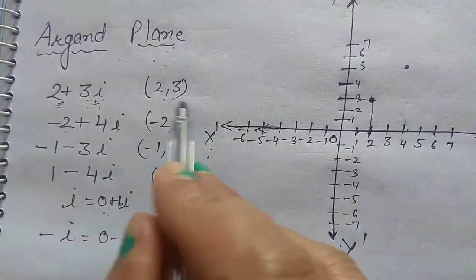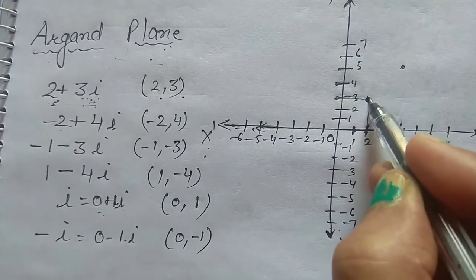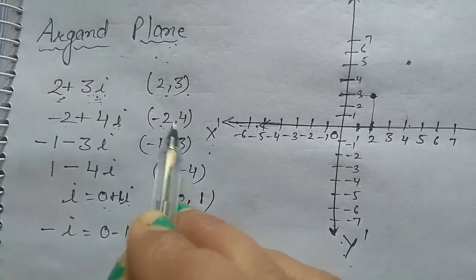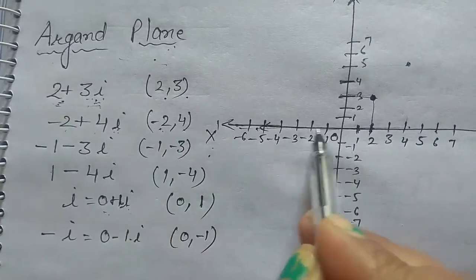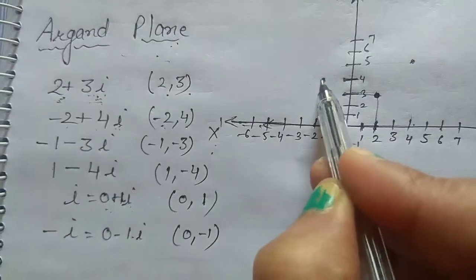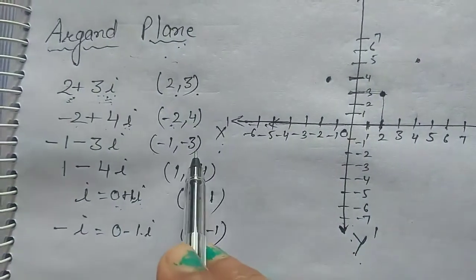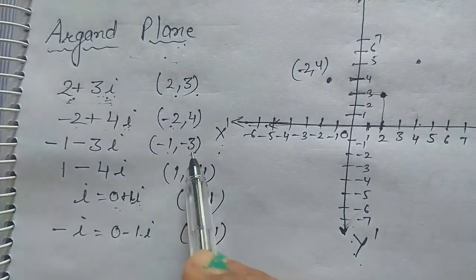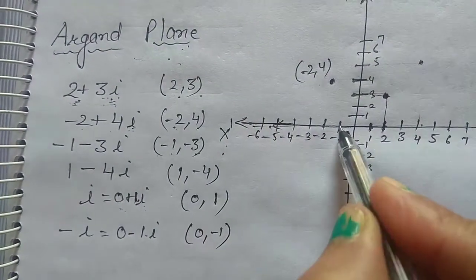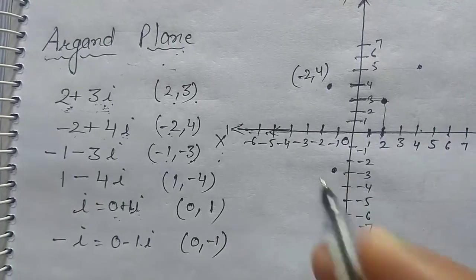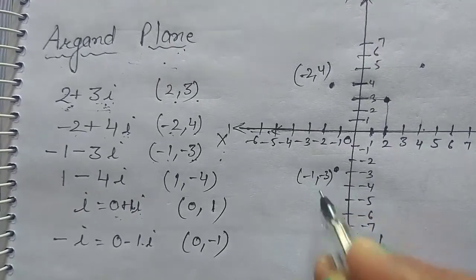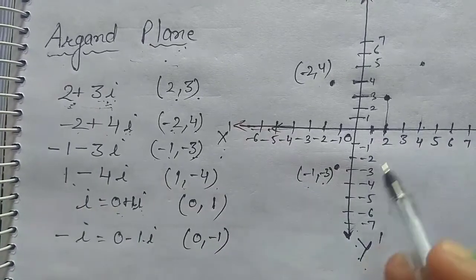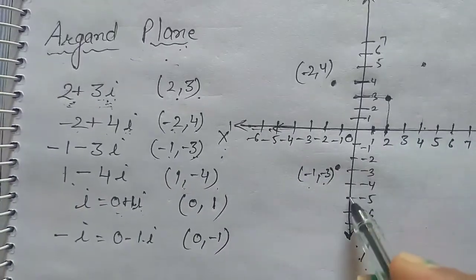Now if I want to plot 2 plus 3 iota, x is 2, y is 3 here. If it is minus 2 plus 4 iota, x is minus 2 and y is 4. So this point is (-2, 4). And for minus 1 minus 3 iota, x is minus 1, y is minus 3. So this point is (-1, -3). If x is 1, y is minus 4, x is 1 here and y is minus 4.